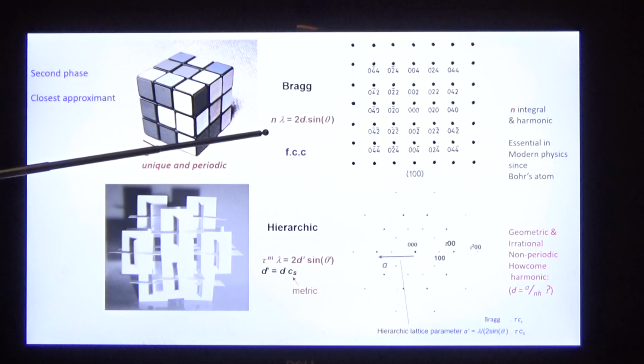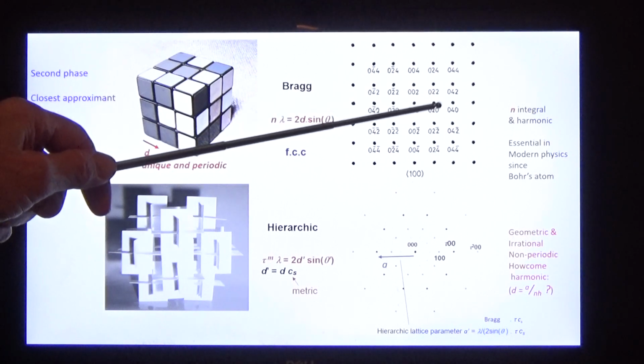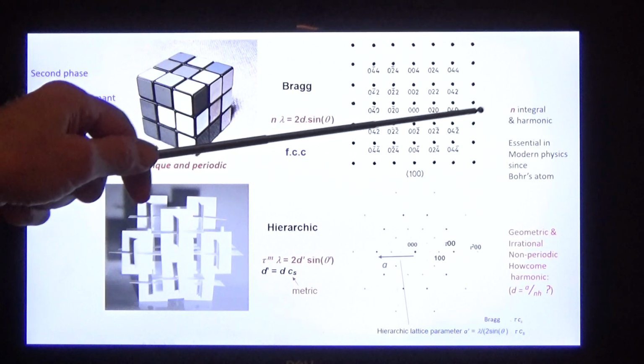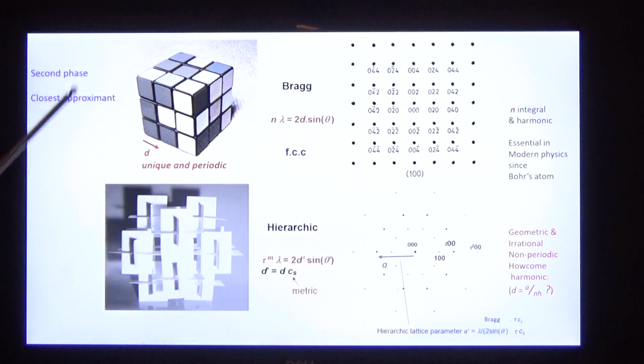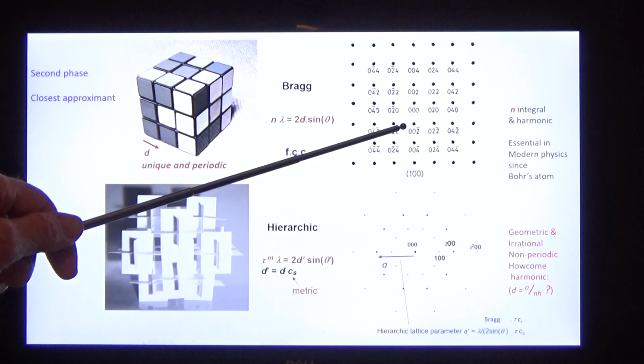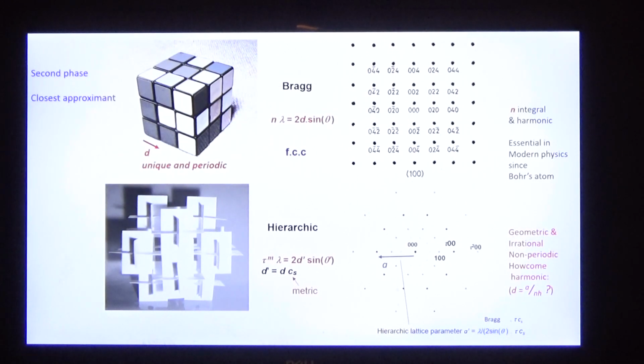And it obeys Bragg's law, n lambda equals 2d sine theta. Here's n: 0, 1, 2, 3, 4, 5, 6. In this case, odd orders are suppressed by structure factors. But notice that n is integral, periodic, harmonic. That's Bragg diffraction. What about the quasi-crystal?